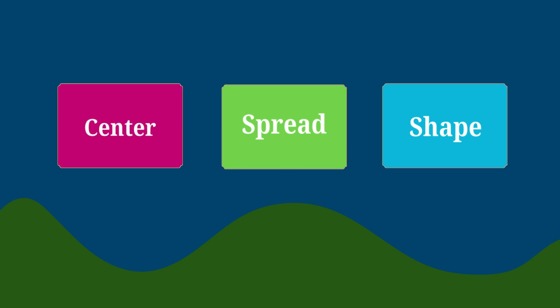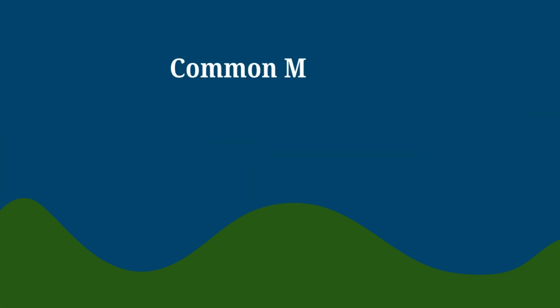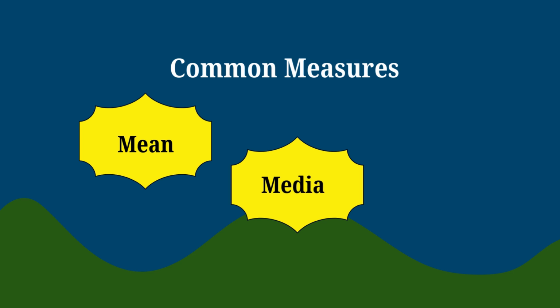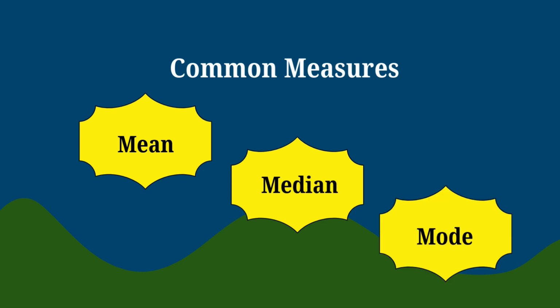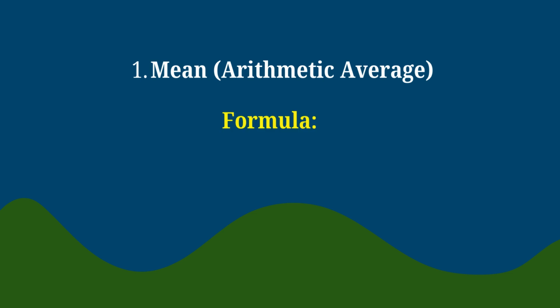Let's begin with measures of central tendency, statistical tools that describe where data tends to cluster. The three most common measures are mean, median, and mode. Each provides a different perspective on typical values. First, mean. Mean is calculated by summing all observations and dividing by the total count. It incorporates every data point, which makes it useful but also sensitive to outliers.